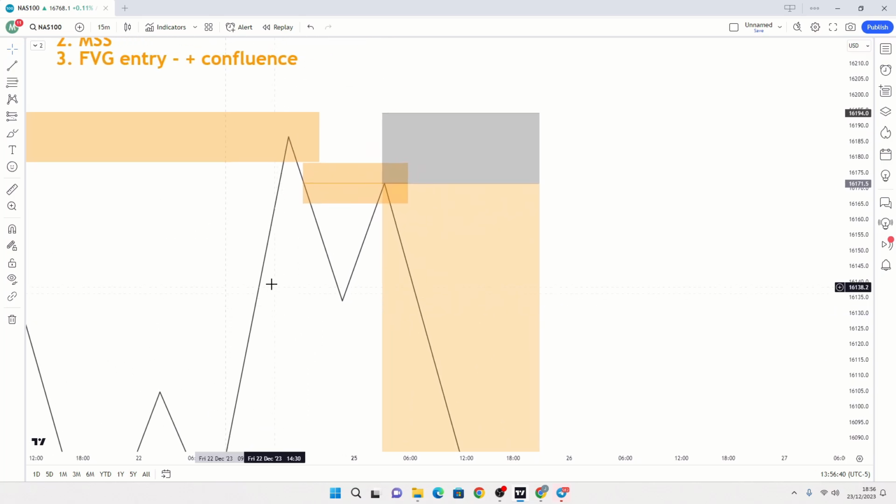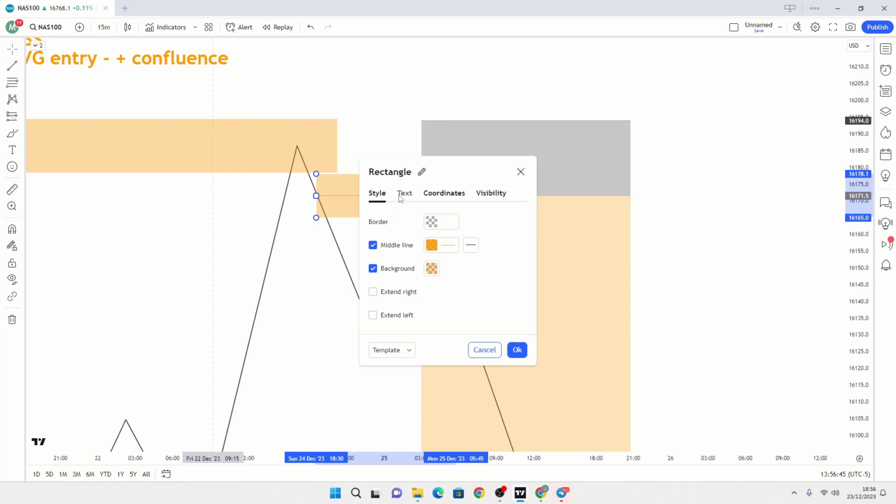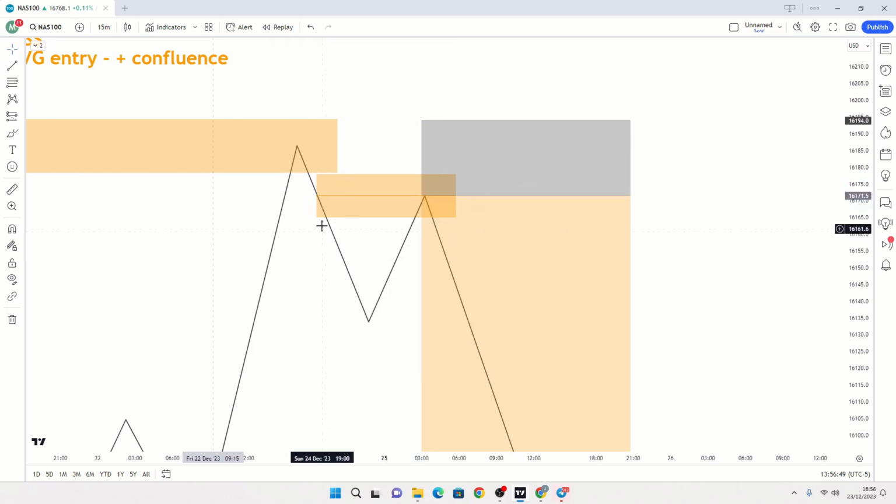Now, I enter off the 50% of all my fair value gaps. Now, if you want to know how to find that out, simply go to settings on your fair value gap and tick middle line. Once you got the middle line, that is the halfway point of your fair value gap. And in 99% of cases, market will come and fill to the midpoint of your fair value gap.